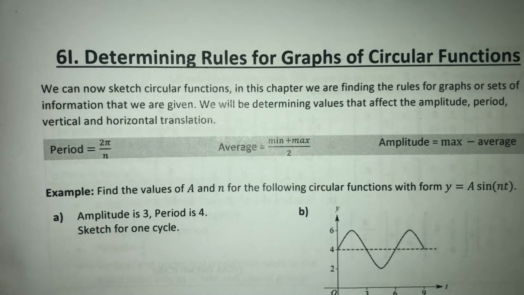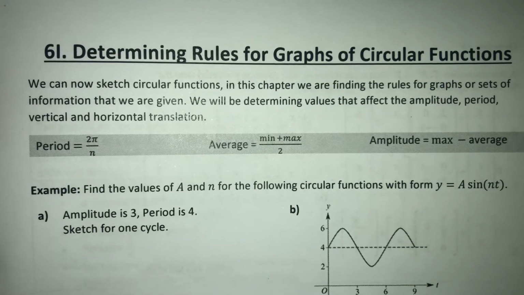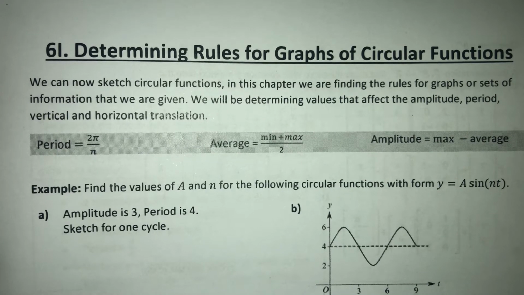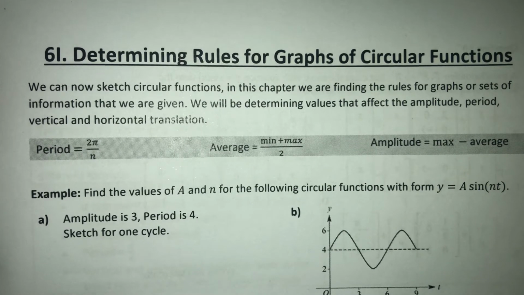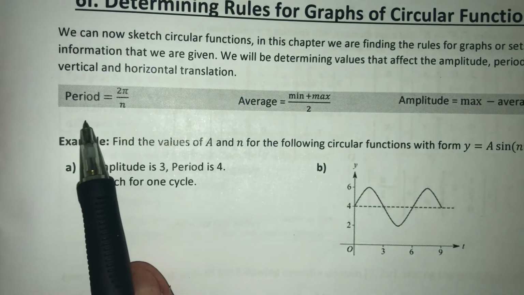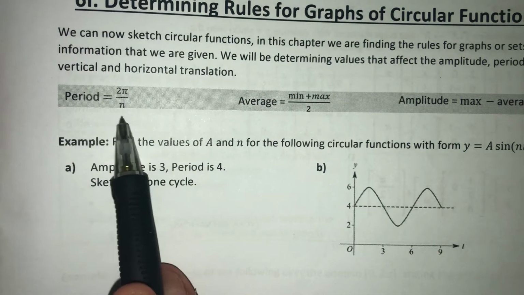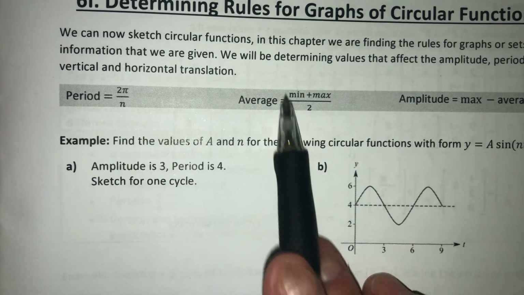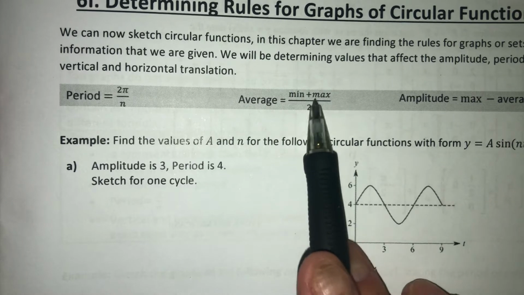All right, so 6i is determining rules for graphs of circular functions. So you're given some information and you have to find the rule. Things that we already definitely know is period is 2 pi on n. The average is the minimum plus the maximum divided by 2.